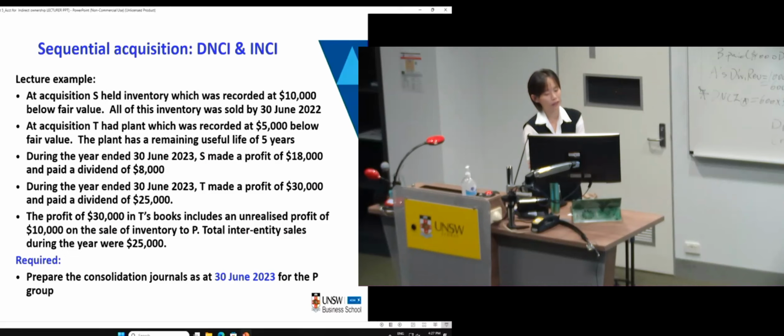Who is the seller here? T Limited, in other words, the unrealized profit is contained in T's record. And this transaction took place in the current year. So the elimination entry will effectively reduce T's current year profit that T contributes to the group, and you need to remind yourself to adjust NCI in T. Now, after analyzing all this information, let's start our consolidation process.